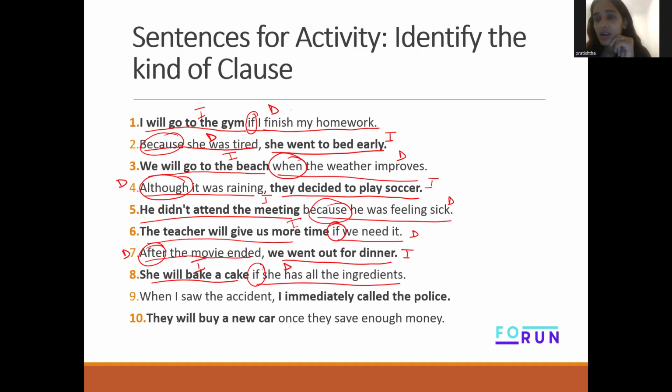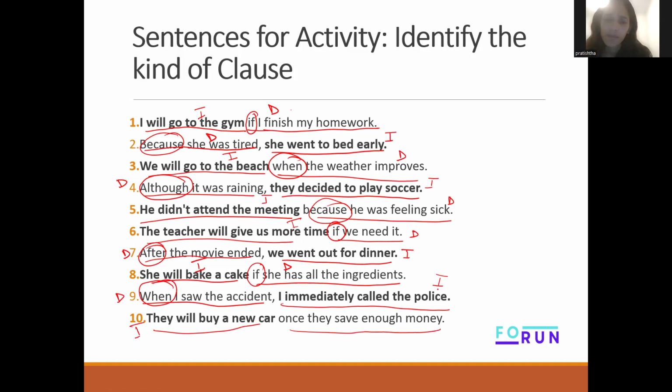This is independent clause. When I saw the accident, I immediately called the police. So when I saw the accident is dependent, I immediately called the police is independent, and when is a subordinating conjunction, which talks about some time. They will buy a new car once they save enough money. So independent, dependent, and once is our time.